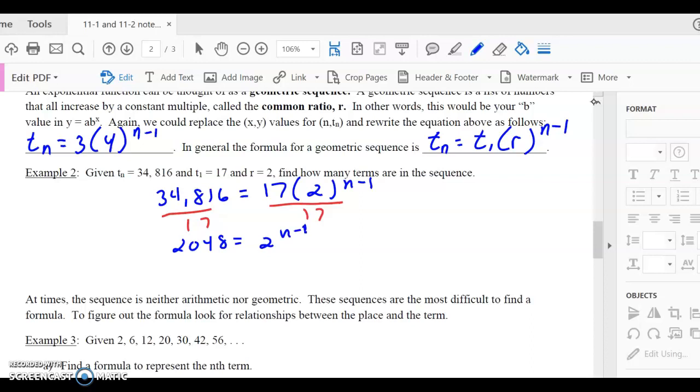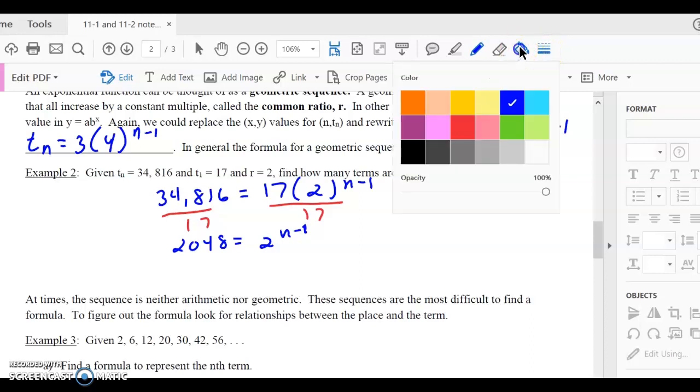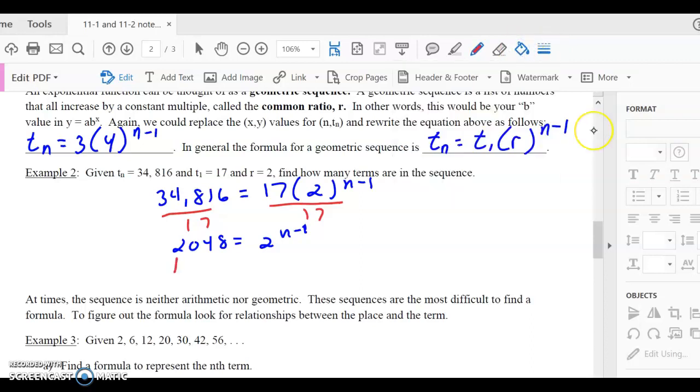Now, how do we solve when the exponent is the variable? The n is in the exponent. Well, I'll wait for it, as the moans and groans will probably be coming. We're back to logs, ladies and gentlemen. So log base 2 of 2,048 equals n minus 1. That comes out to 11 equals n minus 1. So n is going to equal 12.